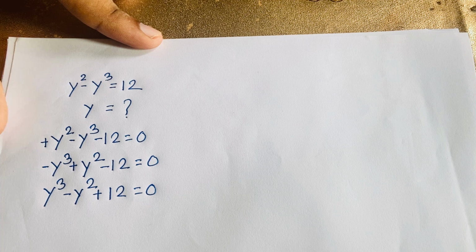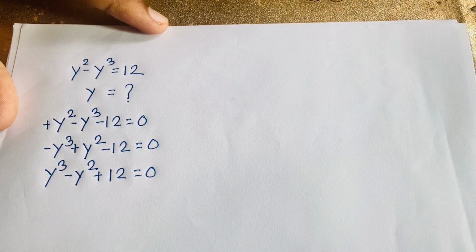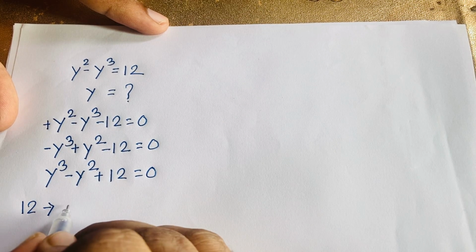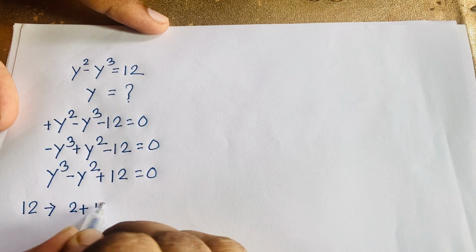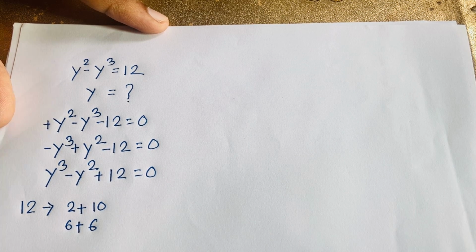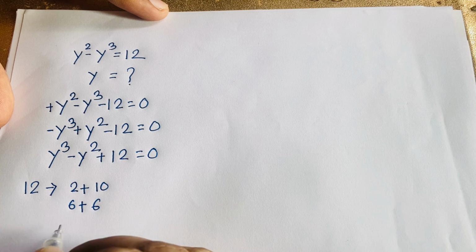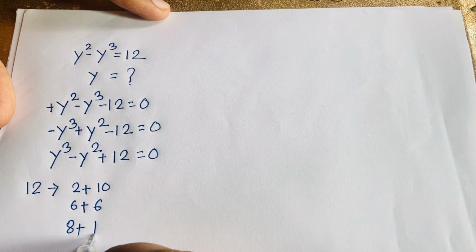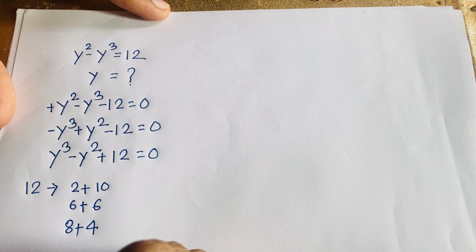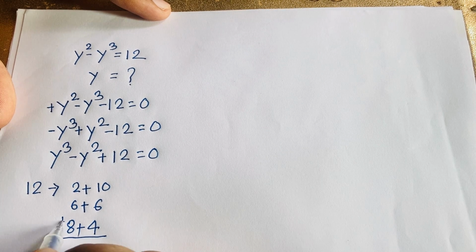Now, here is 12. I can write 12 as 2 plus 10, or 4 plus 6, or 6 plus 6, or 8 plus 4, or 12 times 1. So we pick 8 plus 4, which is 12.